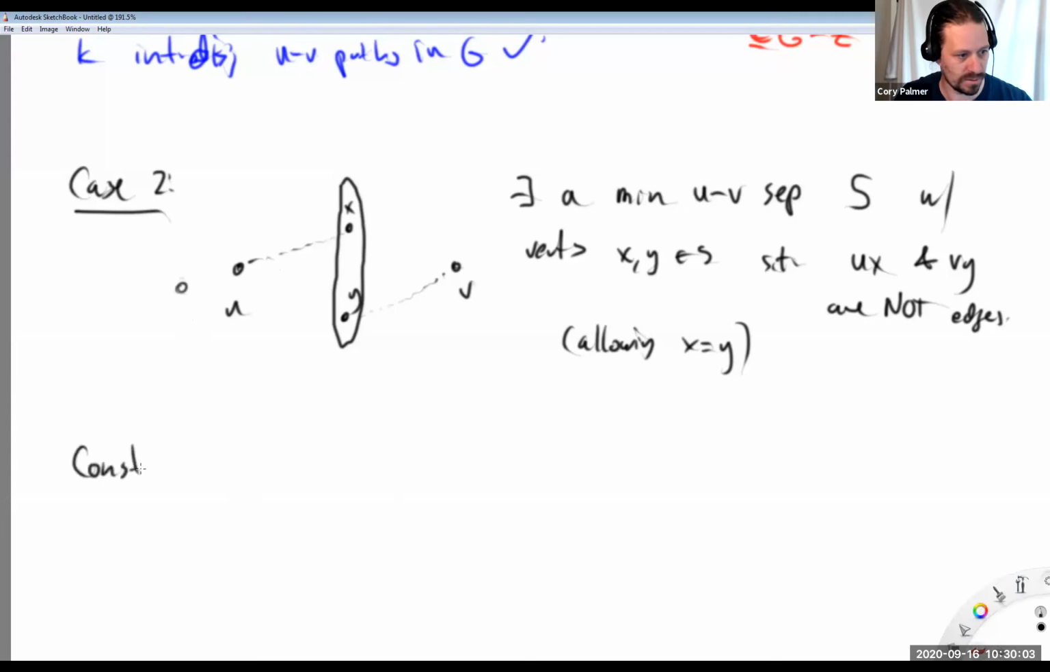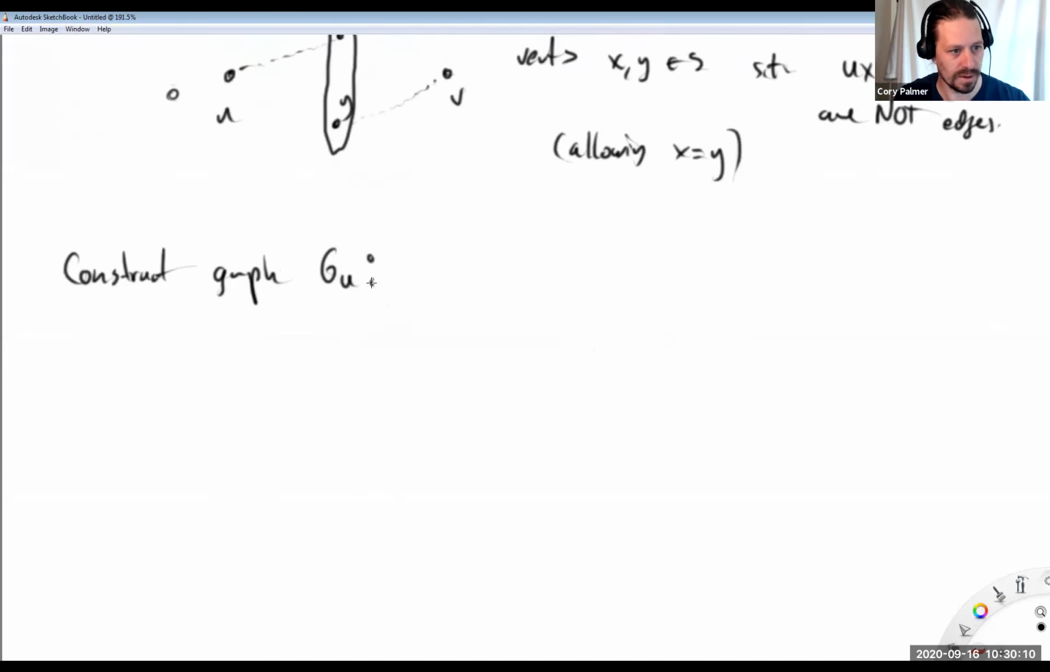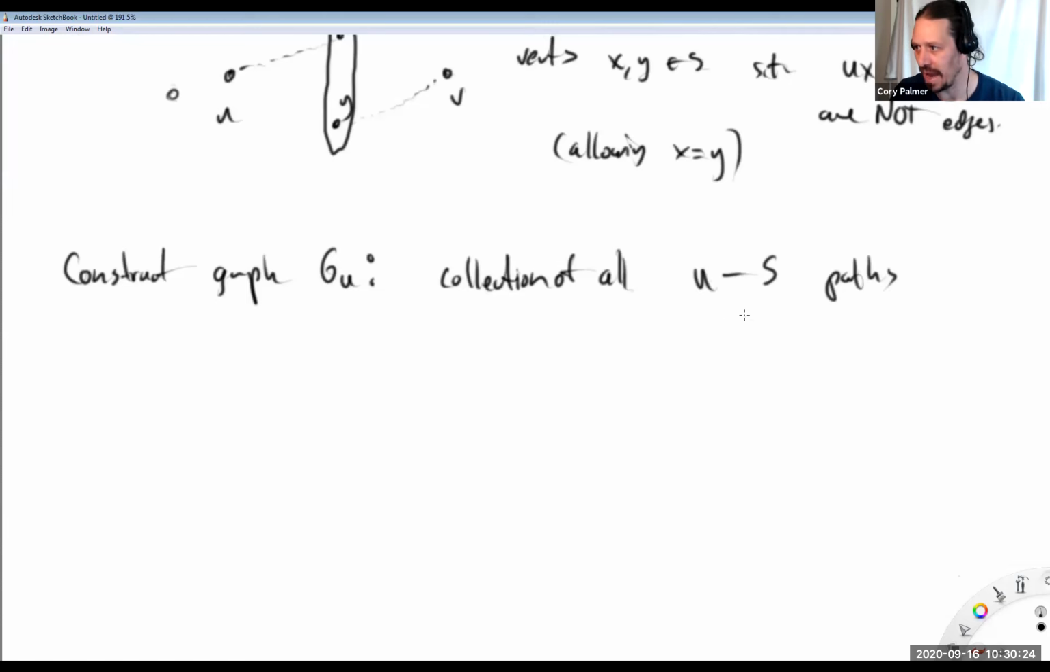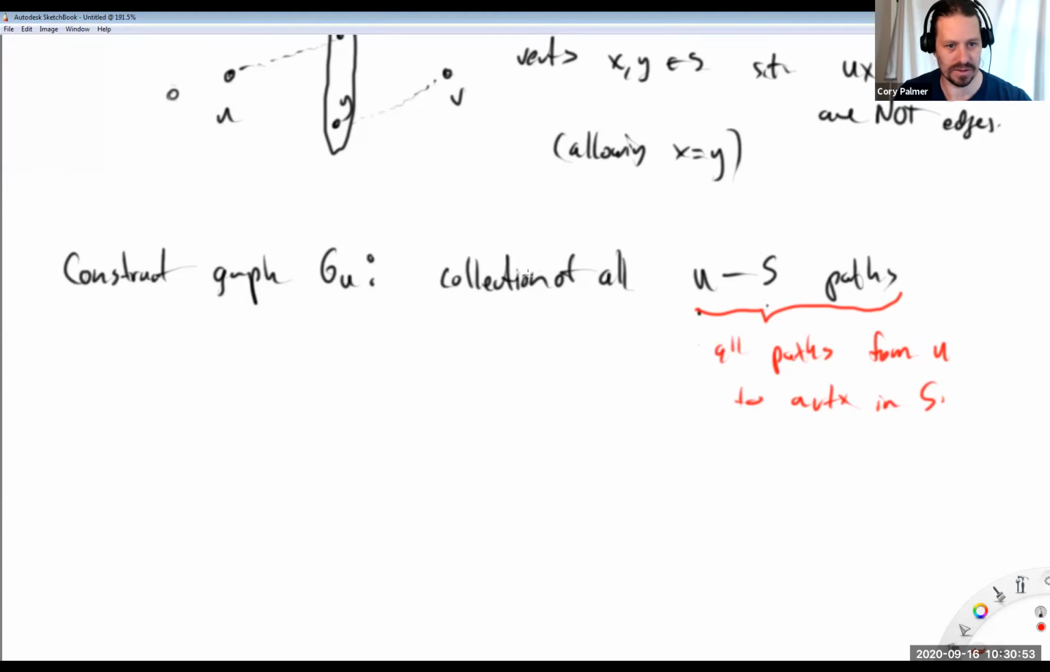So construct graph GU as follows. GU is the collection of all US paths. Okay, I haven't defined a US path. Normally it was a UV, 2 vertices paths. This is U and then a vertex set here. What these are is every single path whose one end vertex is U and another end vertex is in S. So all paths from U to a vertex in S. When I defined UV path, you can actually define this for vertex sets. So it's the collection of all US paths.